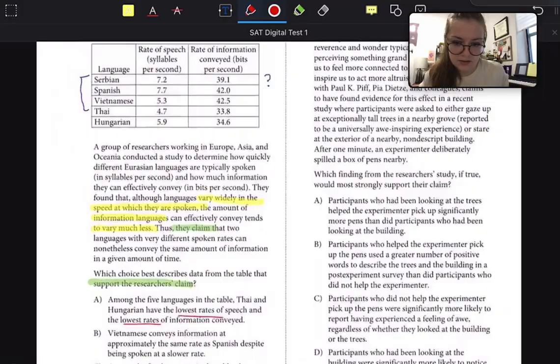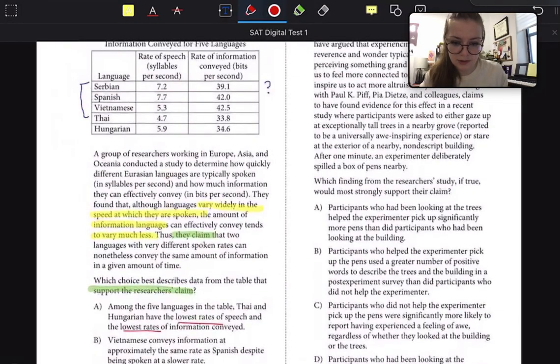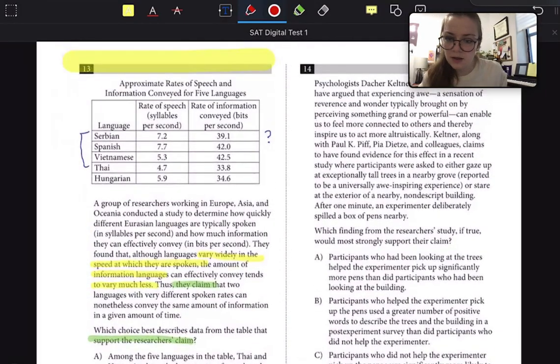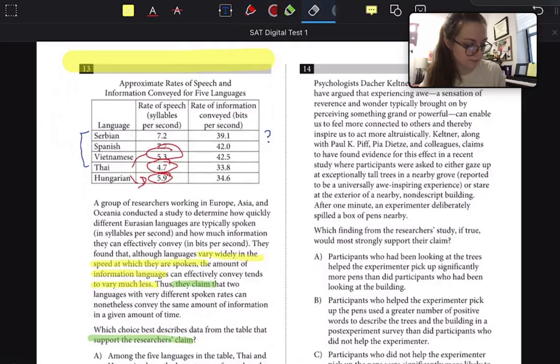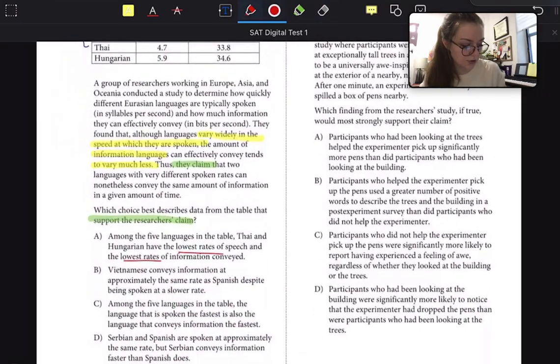Let's compare Thai and Hungarian. So let's start with lowest rates of speech. So Thai, we can see 4.7, Hungarian, we can see 5.9. Already, we can disprove this because Vietnamese has a lower rate of speech than Hungarian. So we don't even have to look at any of the rest of the question. Because any part of it is incorrect, we can rule out the whole thing.